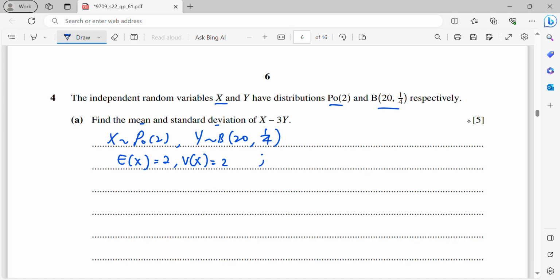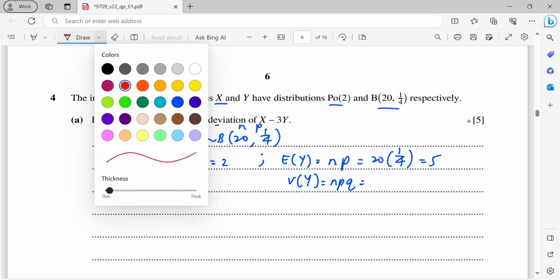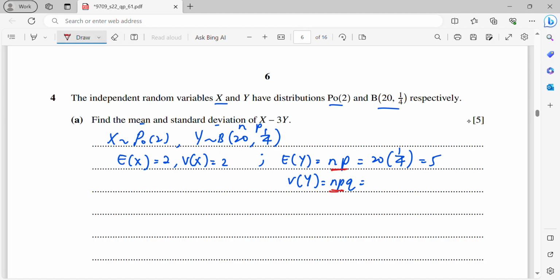Right? So, for the Y, because this is n, this is p, we know that the expected value of the binomial distribution is n times p, which is 20 times 1 over 4. Then you will get 5. For the variance of Y, it will be npq. Since we have counted the np here, np will be replaced by 5. For your information, p is 1 over 4. That means q is 1 minus 1 over 4, which is 3 over 4. So from here, I will get 5 times 3 over 4. Then you will get 3.75.